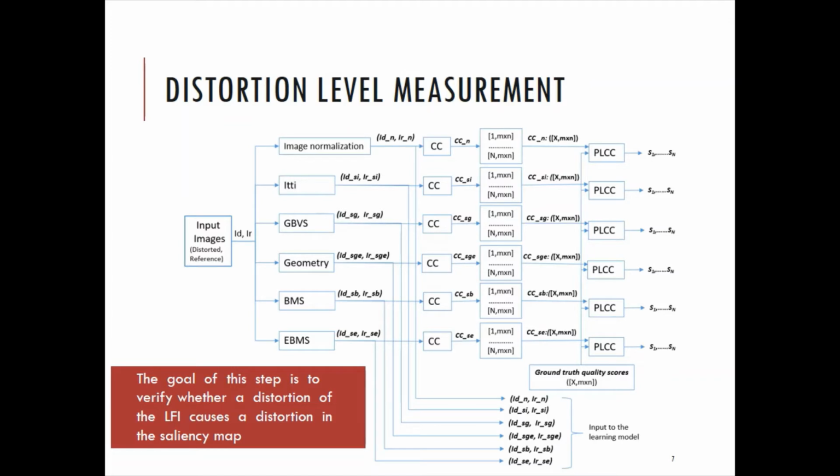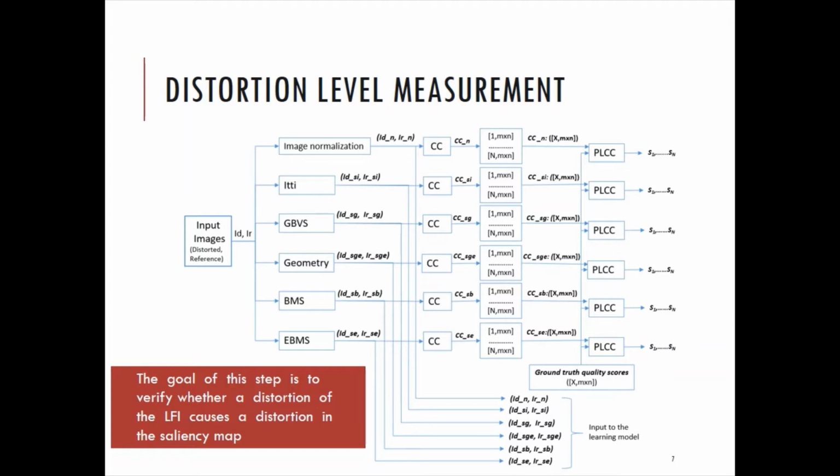Distortion level measurement. The goal of this step is to verify whether a distortion of the light field image causes a distortion in the saliency map. As an input, the distorted and reference light field images like ID and IR undergo a rake processing block in which the normalized image and 5 saliency models are computed.